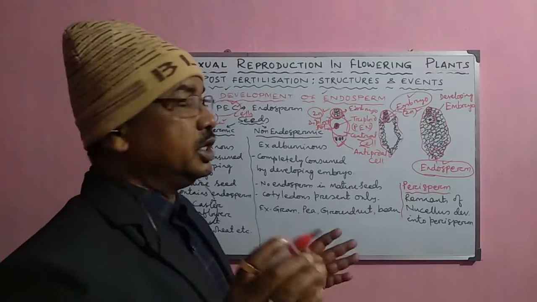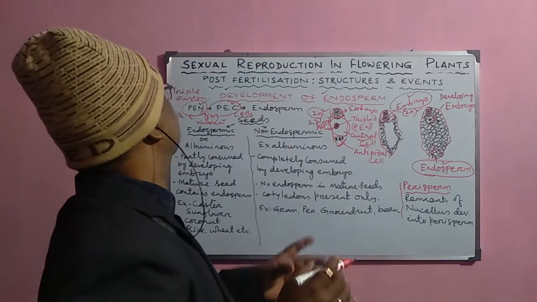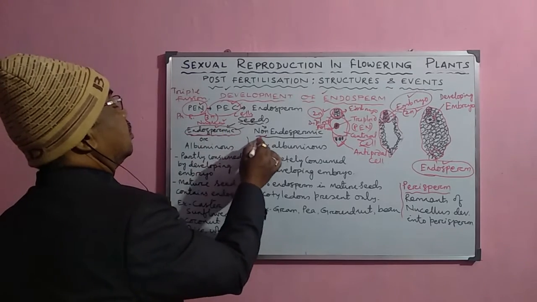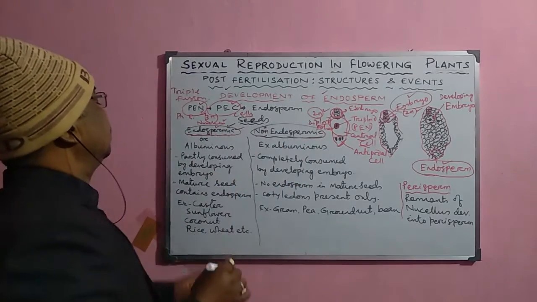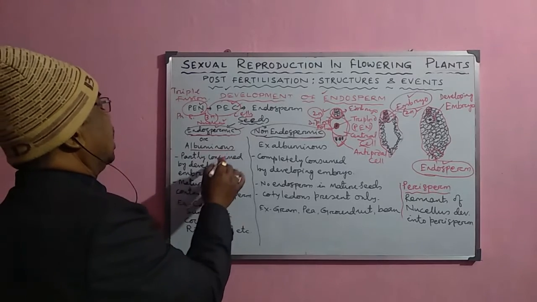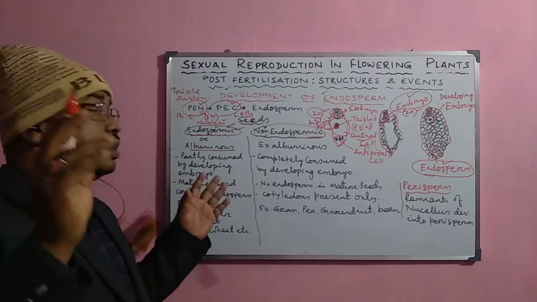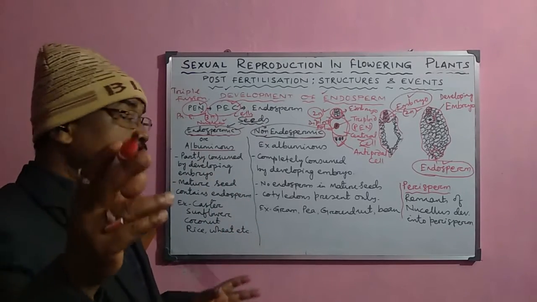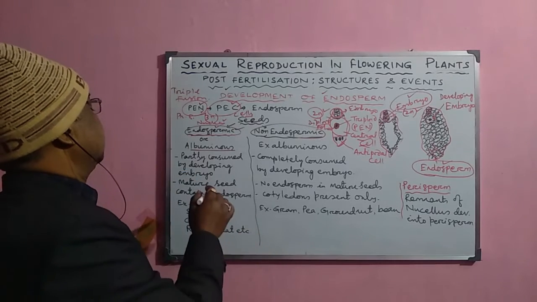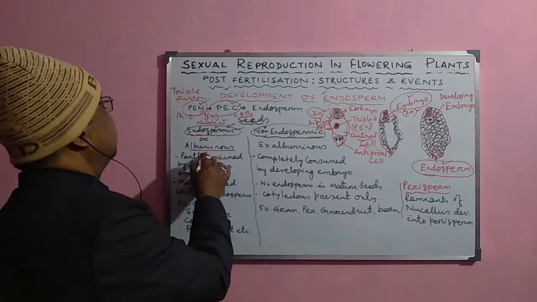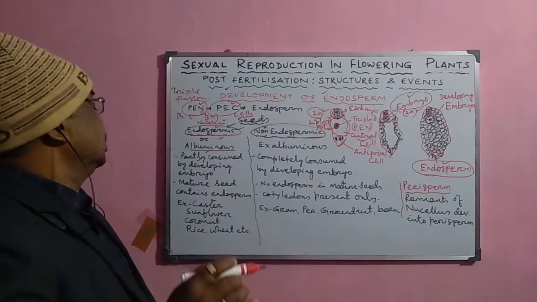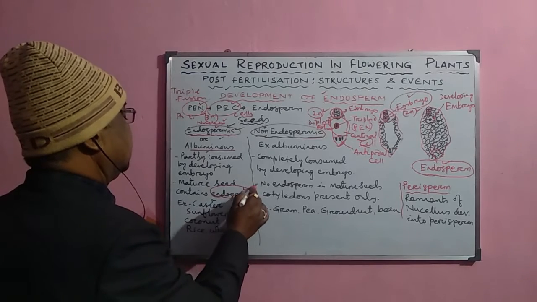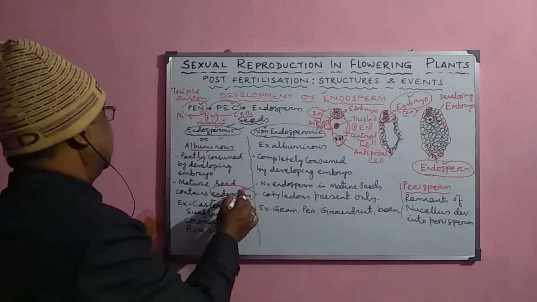Now, the seeds developed from the whole ovule are mainly of two types, the endospermic seeds or non-endospermic seeds. What do endospermic seeds mean? These are also called albuminous seeds, where the endosperm is partly consumed and part of the endosperm remains persistent. So that is why these are called albuminous or endospermic seeds, and the mature seed contains a little bit of the endosperm.